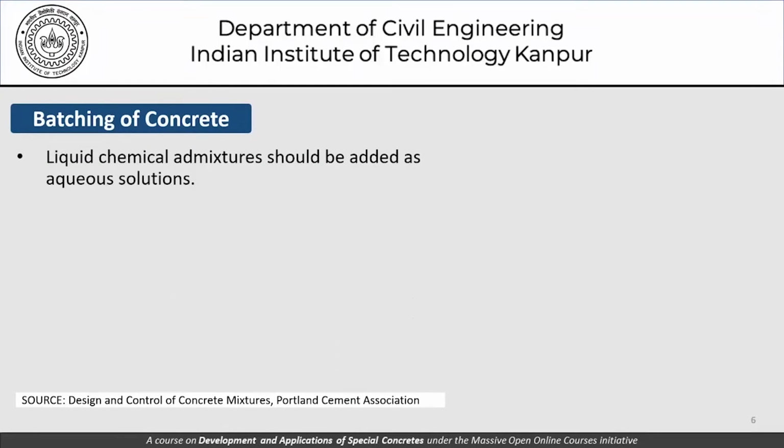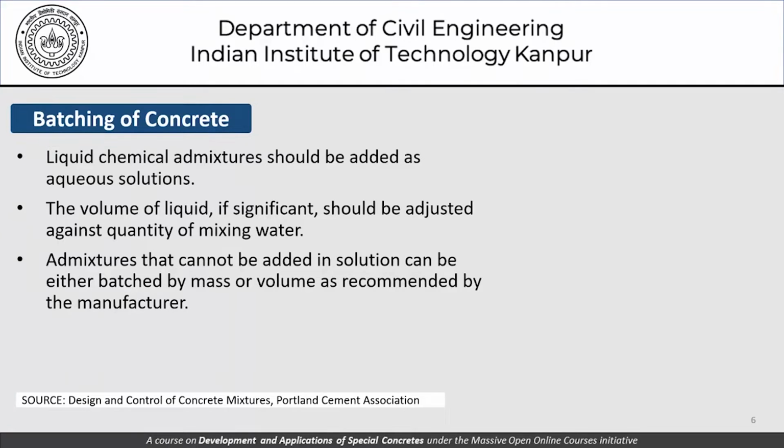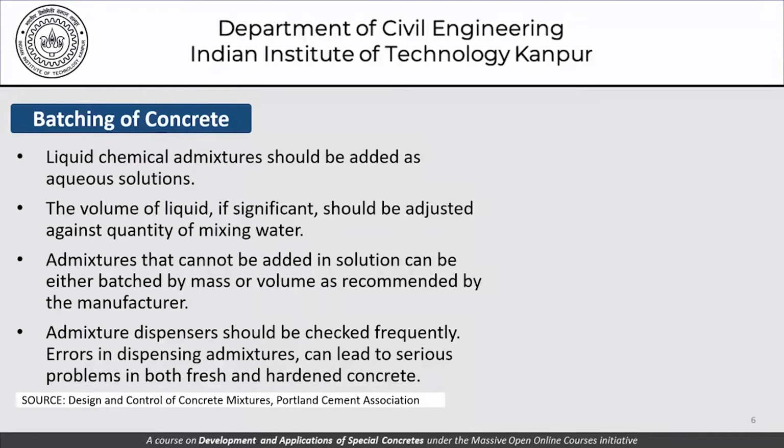Liquid admixtures or liquid chemical admixtures should be added as aqueous solutions. We can dilute them by using water, which needs to be adjusted again with respect to the amount of total mixing water that we use. The volume of liquid, if significant, should be adjusted against the quantity of mixing water. Admixtures that cannot be added in solution can be batched by mass or volume as recommended by the manufacturer, and admixture dispensers should be checked frequently. Errors in dispensing admixtures can lead to serious problems in both fresh and hardened concrete.